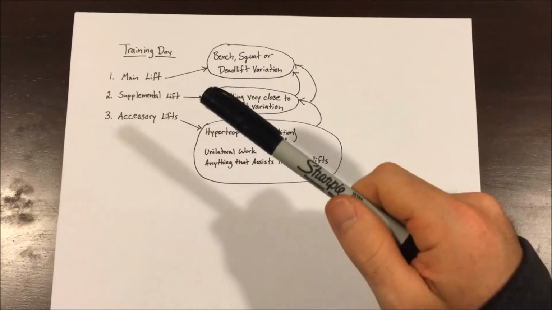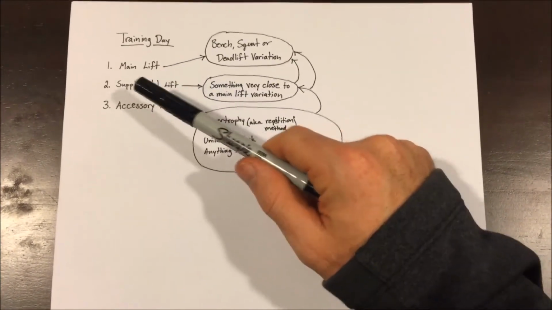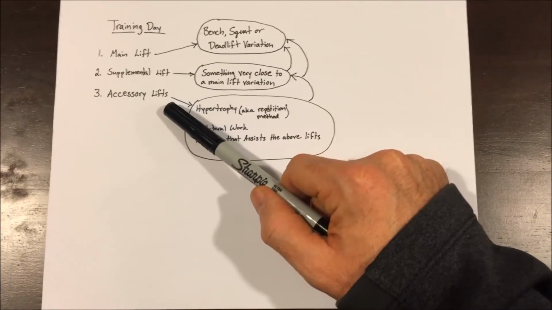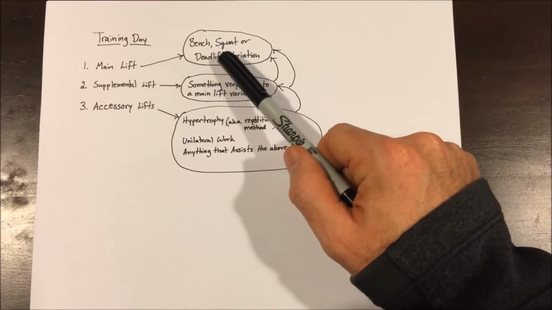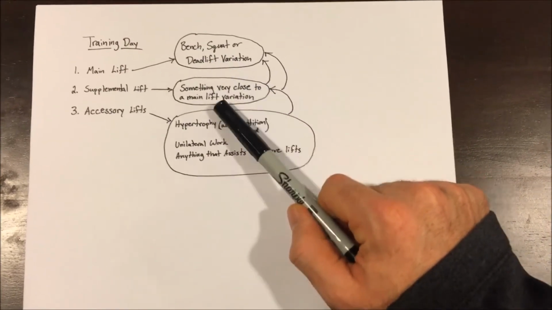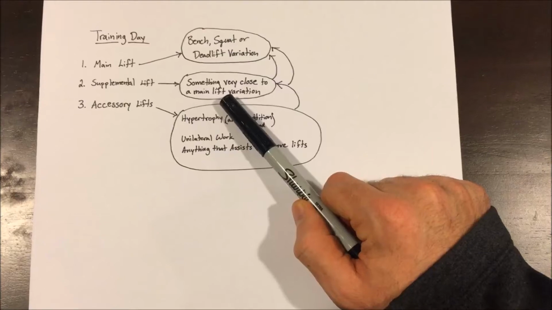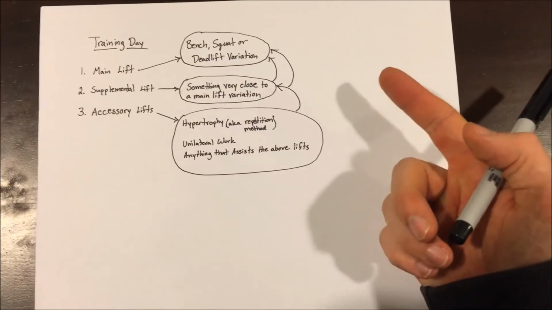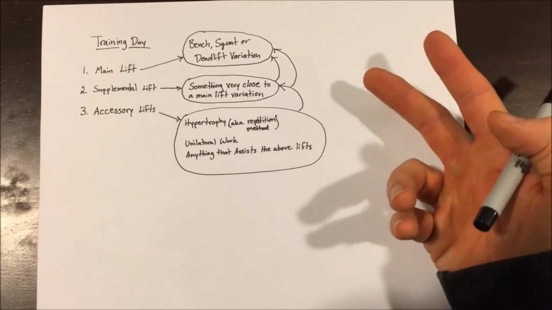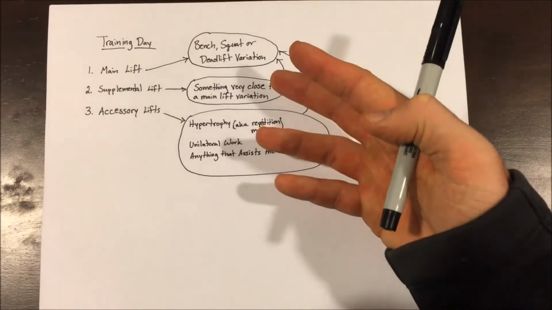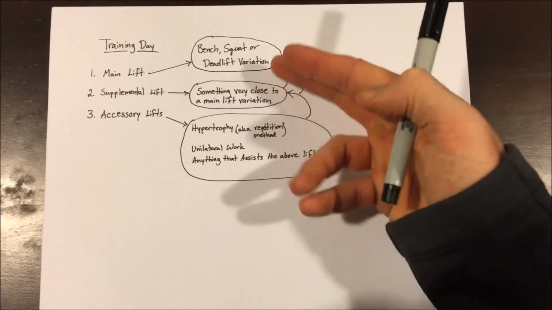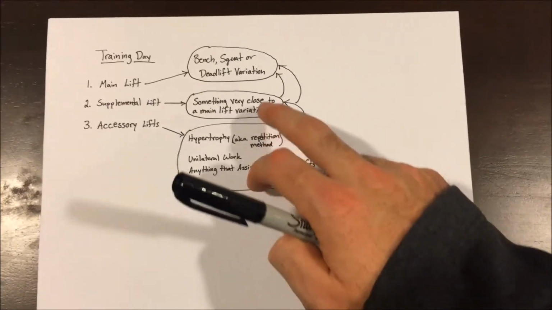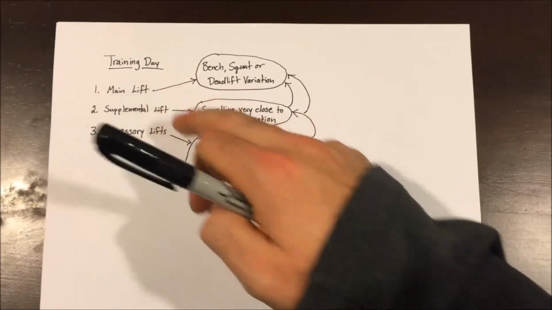So here we have our main training day, and this is made up of 3 components, being the main lift, the supplemental lift, and the accessory lifts. The main lift is going to be a bench, squat, or deadlift variation. The supplemental lift is something very close to the main lift variation. This can be a board press from foam or a different bar, anything that is almost the same movement as the main lift. And the accessory lifts are going to be anything that assists building these 2 lifts.